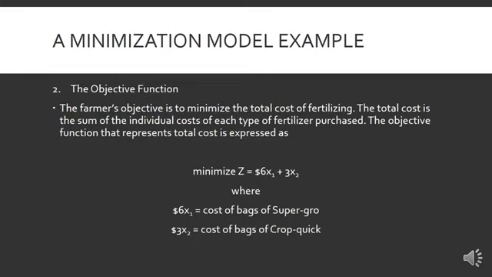The farmer's objective is to minimize the total cost of fertilizing. Total cost is the sum of the individual costs of each type of fertilizer purchased. The objective function that represents total cost is expressed as, so minimize z is equal to 6x sub 1 plus 3x sub 2. Okay, dito ang tinitingnan naman natin yung pinakamababang cost. Kasi nga, minimization tayo eh. So, 6x1 is equal to cost of bags of Super Grow. 3x sub 2 is equal to cost of bags of Crop Quick.